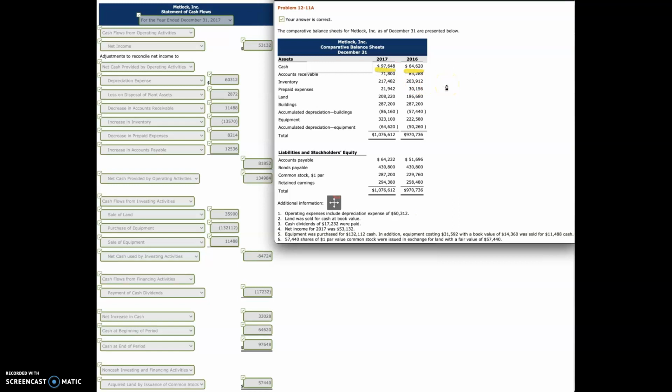Our last item to record is for the non-cash investing and financing activities. This is where we record the land we acquired through issuance of common stock, found in number 6. In number 6, we have 57,440 shares of $1 exchanged for land. So that's going to be our land acquired by issuance of common stock, and for me, it's 57,440. That's the end of that problem.